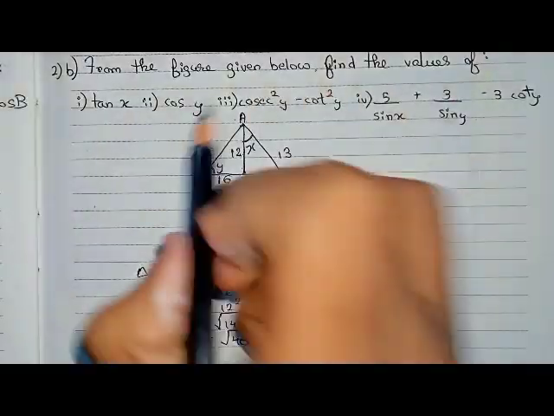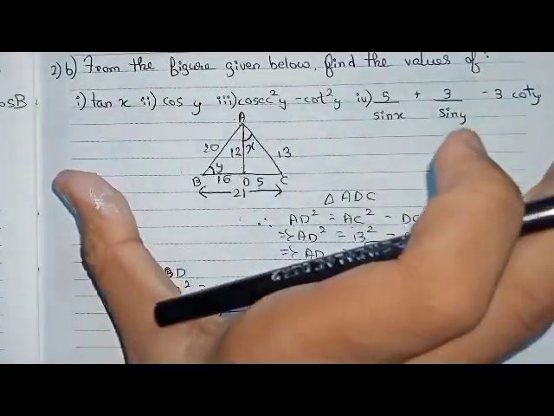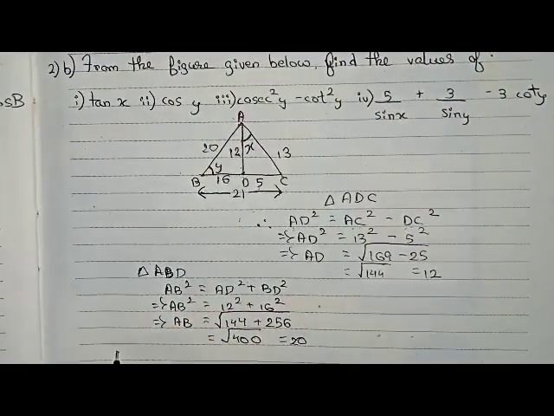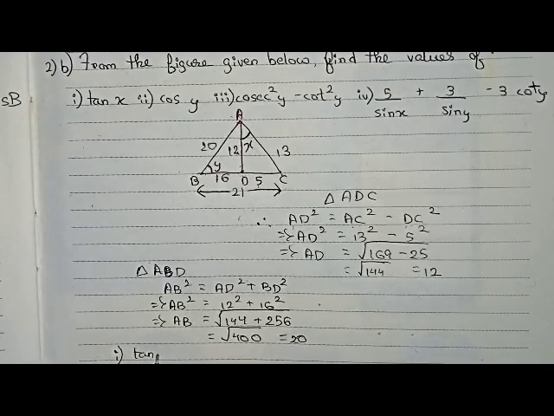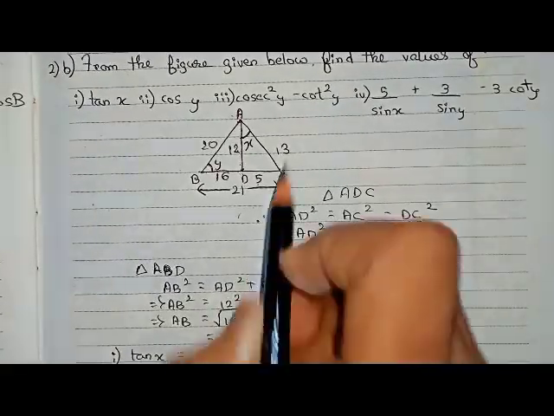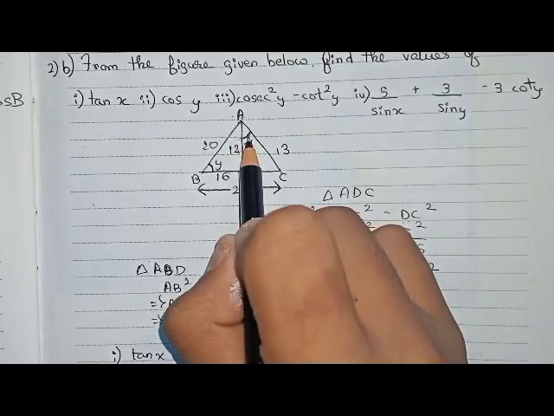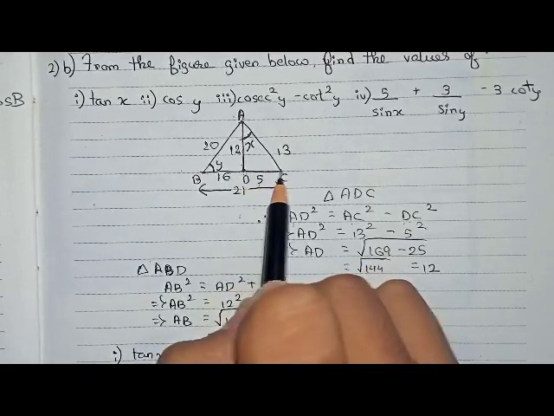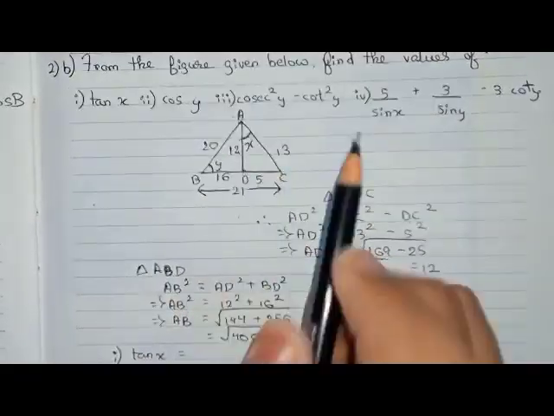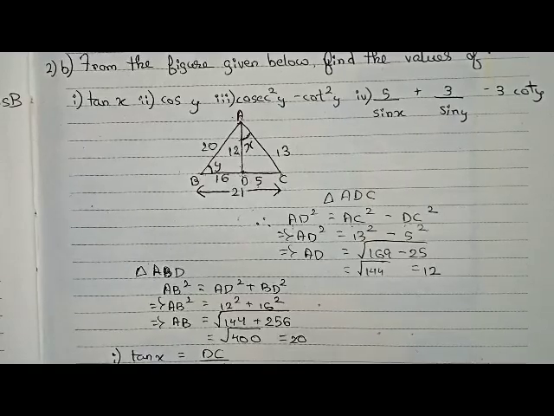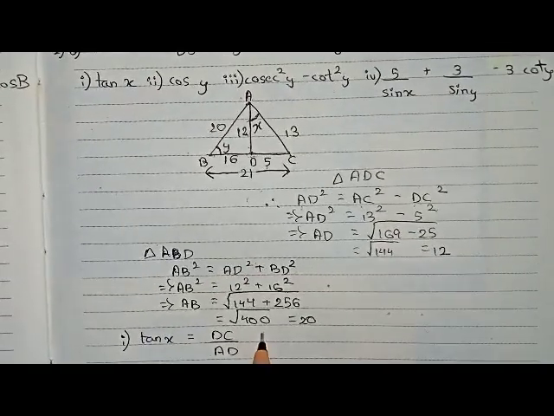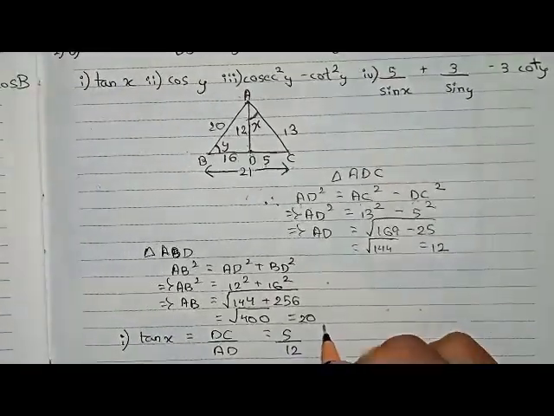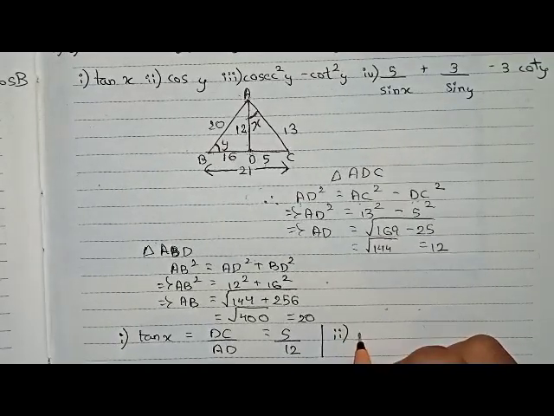So now I've got all the sides of the triangle. So now I can easily apply the trigonometrical ratios. Number 1, tan x. So here is our x. So tan means height by base. So opposite to the angle, the side is the height, that means DC is the height, and the base is AD. So DC by AD. So DC is 5 and AD is 12. So 5 by 12.